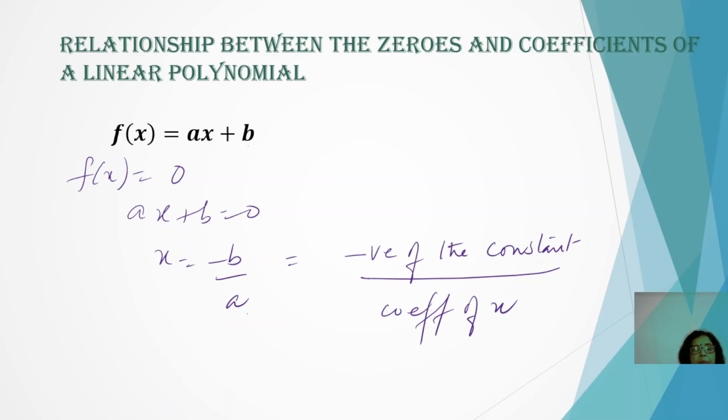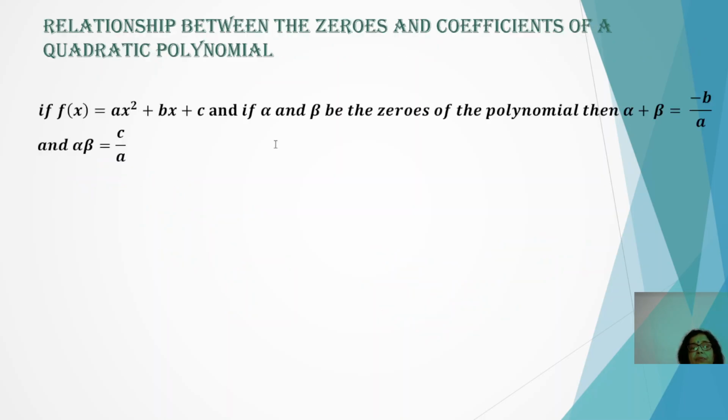Let's take an example. First of all, a quadratic polynomial is referred to as ax squared plus bx plus c, and it has two zeros, alpha and beta. Now, alpha plus beta is equal to minus b by a, and alpha beta is equal to c by a. So before we take an example, let's try to understand how we get this relationship.